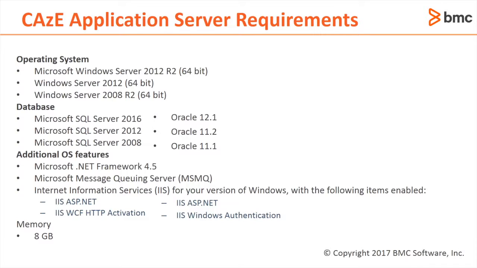The capacity management database utilized by CAzE to store data can either be SQL or Oracle. The supported versions are SQL 2008, 12, 16, and the Oracle versions are 11.1, 11.2, and 12.1. Additionally, the following features need to be enabled: .NET Framework, Message Queuing Server, and Internet Information Services with ASP.NET, and WCF HTTP activation enabled. A minimum of 8 gigabytes of memory is required for the server.